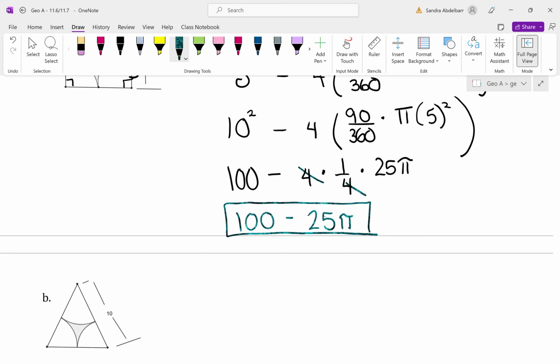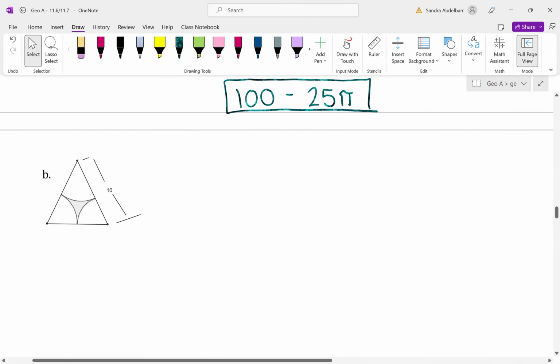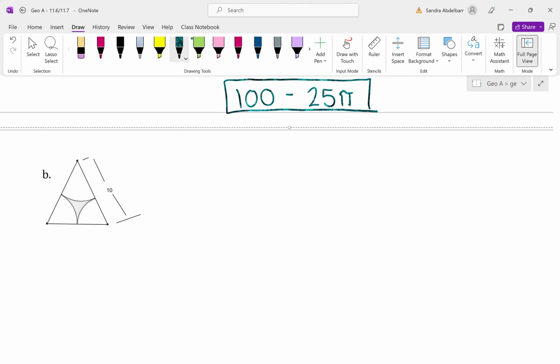Okay, for letter B, remember my directions. I said assume regular figures. That means equilateral, equiangular. So what kind of triangle does this have to be? An equilateral triangle. And remember, in an equilateral triangle, it's obviously also equiangular. So how many degrees is each angle in an equilateral triangle? 60. So we're 60, 60, 60. So now I want to find the shaded region.